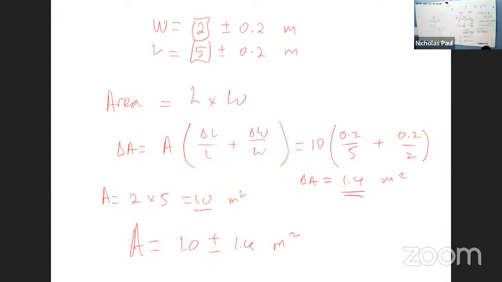Right, copy it down. So again, the two main things that we learned is that we don't subtract errors. And to find the error, we multiply the quantity by the sum of the fractional errors.